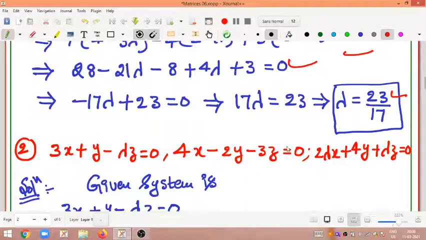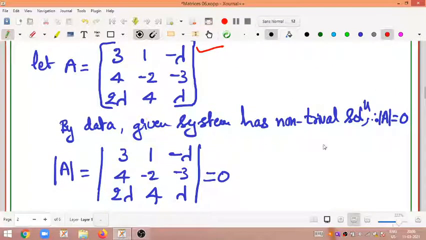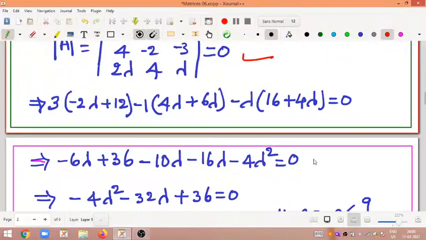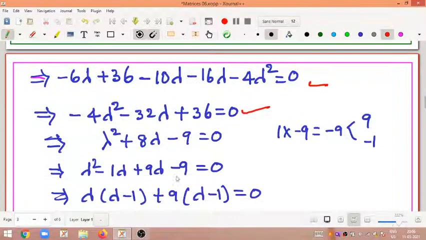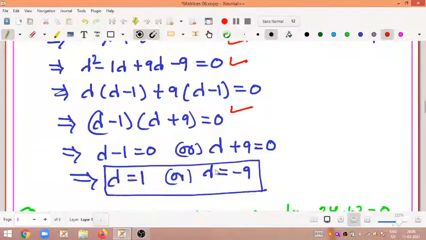So next question, see here, this one also I kept here. Same question, you follow this. This given system has a non-trivial solution. Then a quadratic equation will come in lambda. For that quadratic equation, we will find lambda is equal to 1 and minus 9. I hope you all understood this problem.